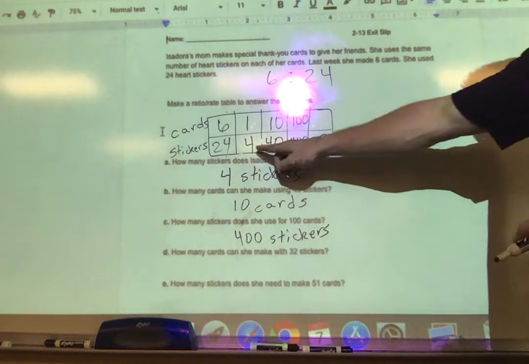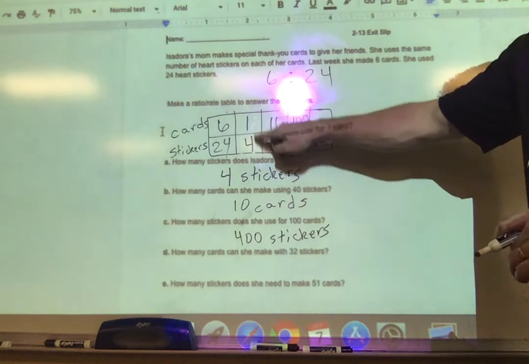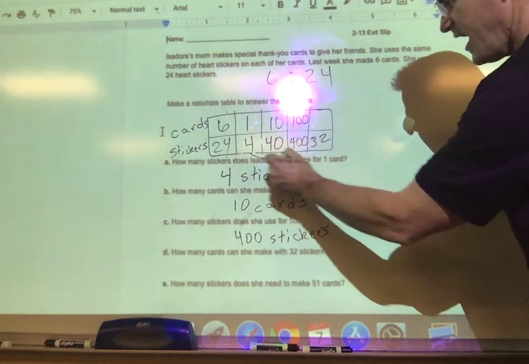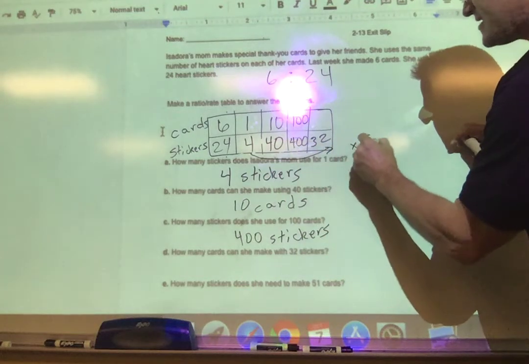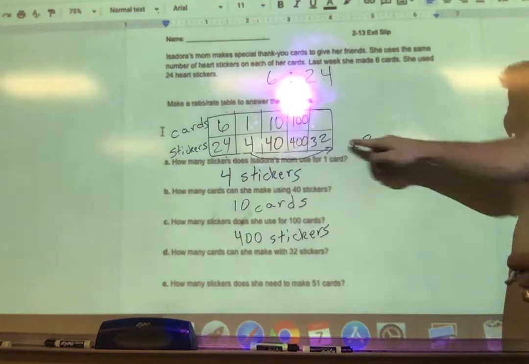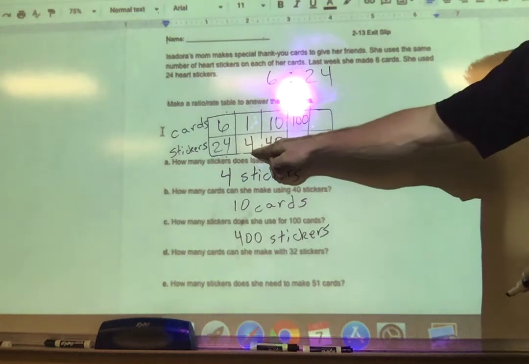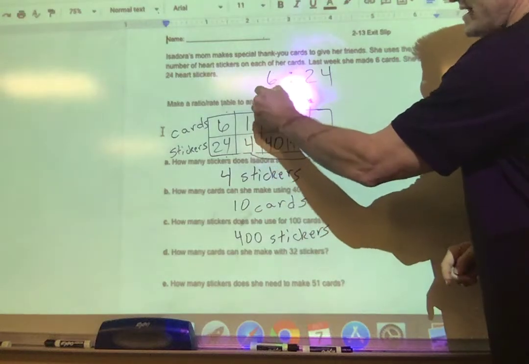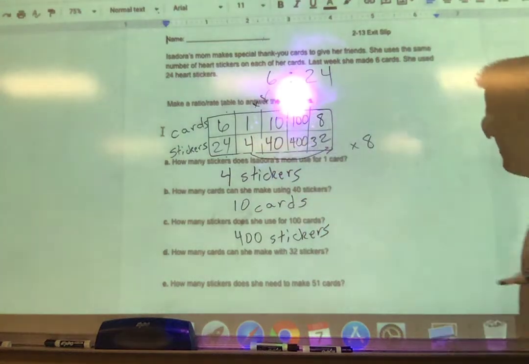Like for example, I see here 4 in this unit rate, 1 to 4. If I take 4 to get it to 32, I can see that if I know my facts here, 4 times 8 is 32. So I would do this rate 8 times to get to 32, so I must take the cards times 8, and I can figure that gets up to 8 cards.